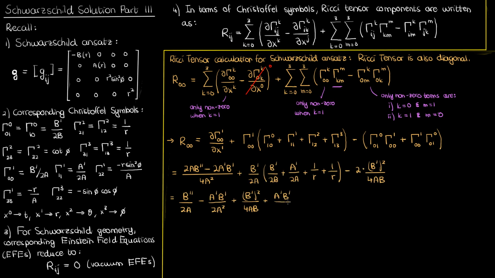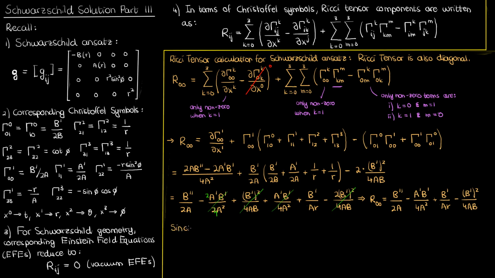Now, if we simplify further by combining terms with a common denominator, here's what we end up with, our simplified expression for the R00 component of the Ricci tensor. Again, capital A and capital B are exclusively functions of the radial coordinate r. Their primes denote derivatives with respect to r. But this Ricci tensor component, just like all the others, has to satisfy the vacuum Einstein field equation, so R00 must equal 0. If we then set this Ricci tensor component to 0, here's what we have.